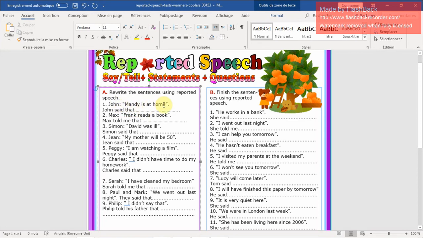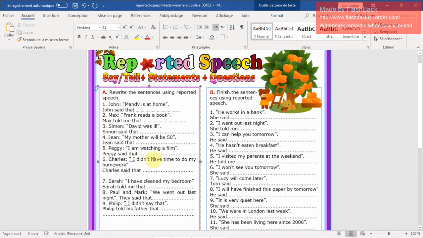Mandy is at home. The verb is, this is the verb to be in simple present. Frank reads a book. The verb to read in simple present. David was ill. This is the verb to be in simple past. My mother will be 50. We have the modal will. I'm watching a film. The verb to watch in present continuous. I didn't have time to do my homework. We have the verb to have in simple past, negative form.